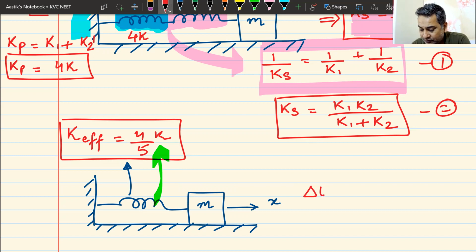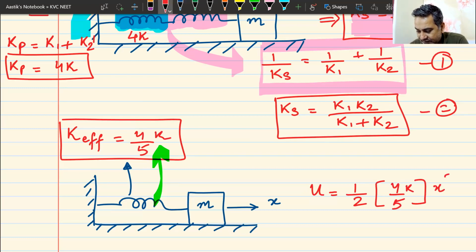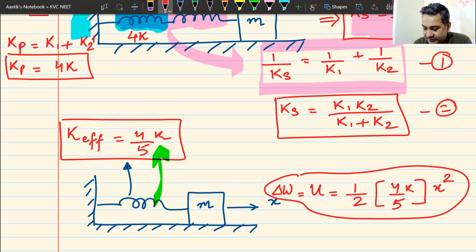The energy stored, delta U, or you can simply say U, doesn't matter how you want to say. The energy stored in the spring will be half kx squared. K ka value is 4 by 5k into the displacement x squared. That is the answer for your energy stored. That is also the answer for work done in stretching these springs or moving this block by a distance x.